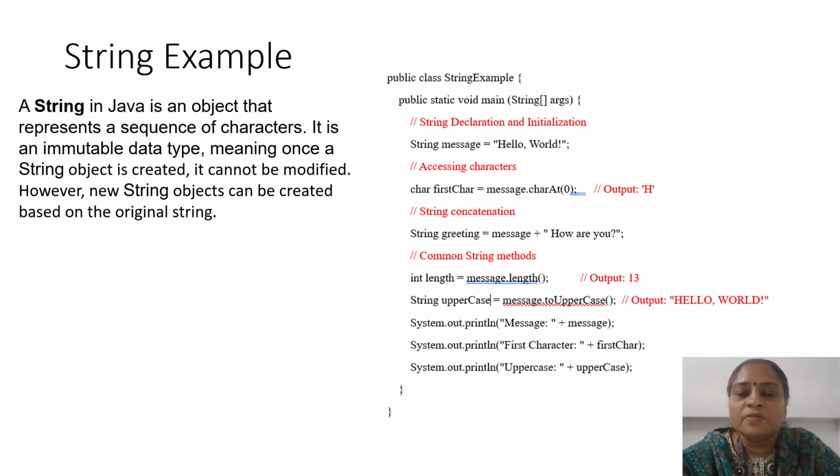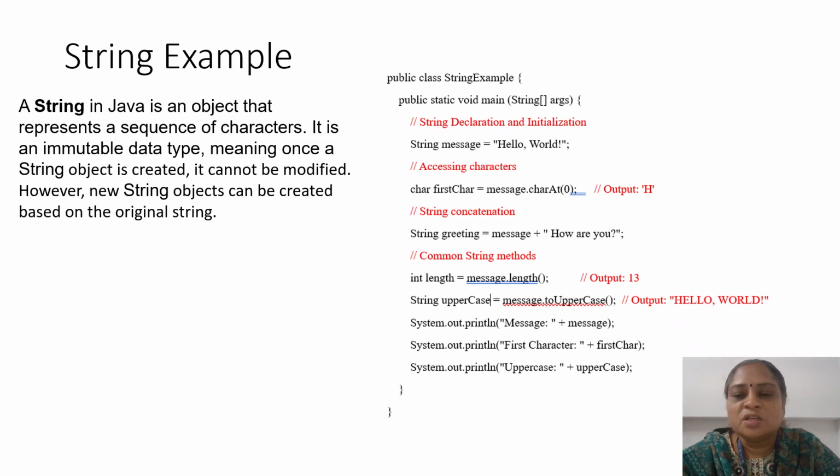And next I have given accessing characters. Accessing characters means I am declaring char firstChar equal to message dot charAt of 0. It means when you read the message hello world, H is the first position, E is in the second position, and L is in the third position. So message dot charAt of 0 means the character that is present in the 0th position, it will print as output H. And following that I am giving string concatenation.